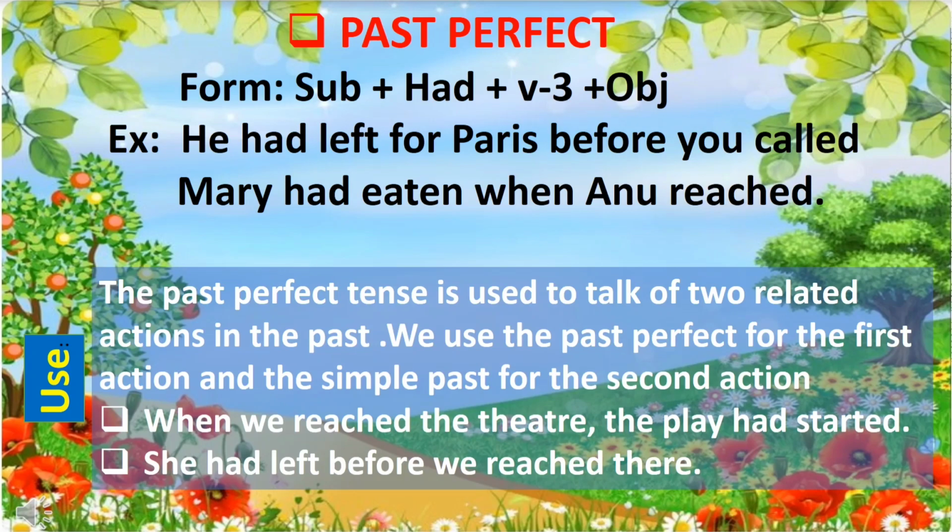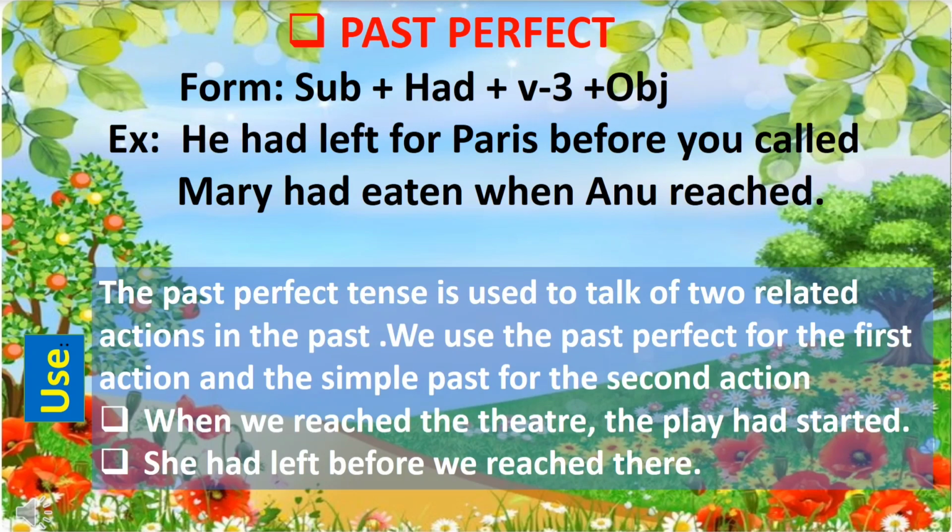The formula for writing past perfect is subject plus helping verb had plus the third form of the verb plus object. For example, he had left for Paris before you called. Or Mary had eaten when Anu reached. The past perfect tense is used to talk of two related actions in the past. There are two actions, both happening in the past. In such a situation, we use the past perfect for the first action, not the first sentence. For the first action we use past perfect tense, and simple past for the second action, not the second sentence, the second action. See the examples.